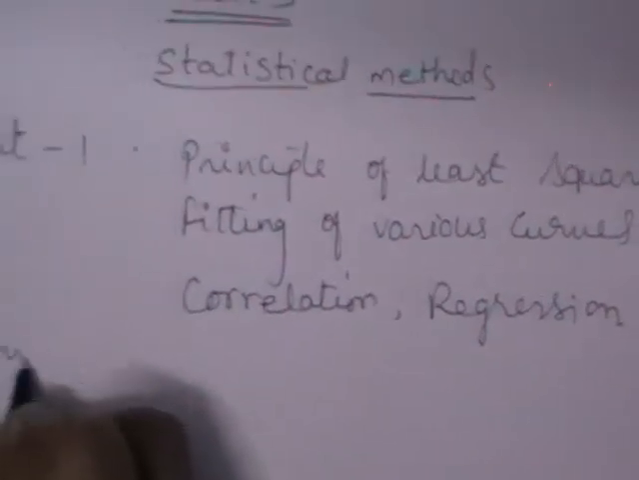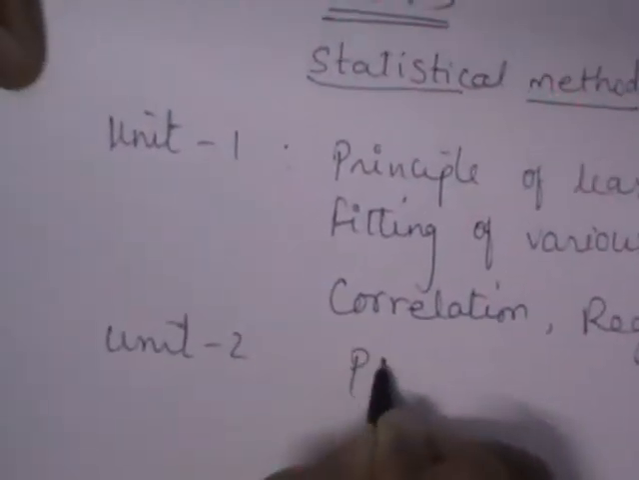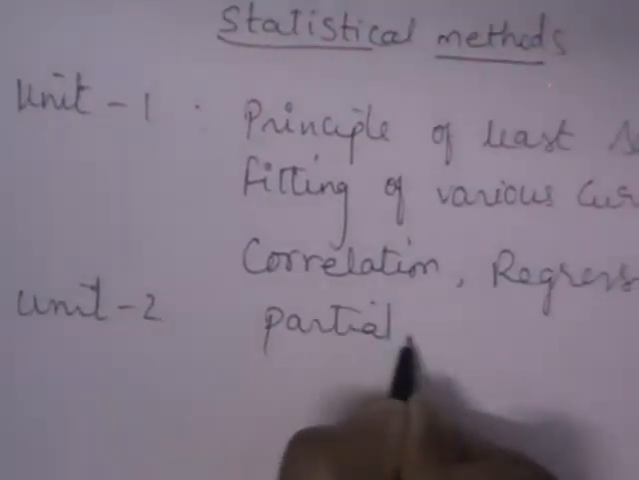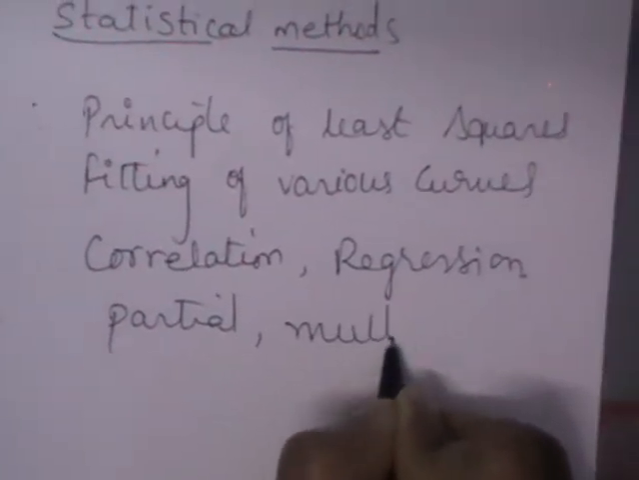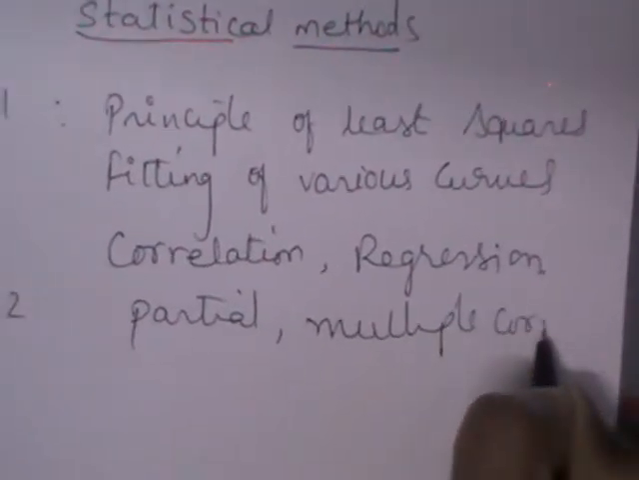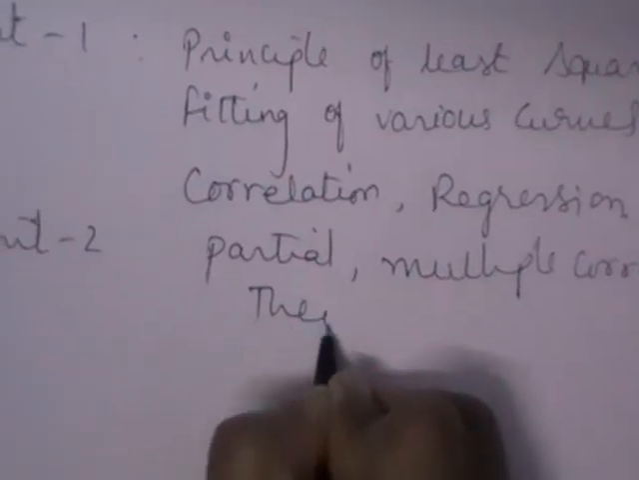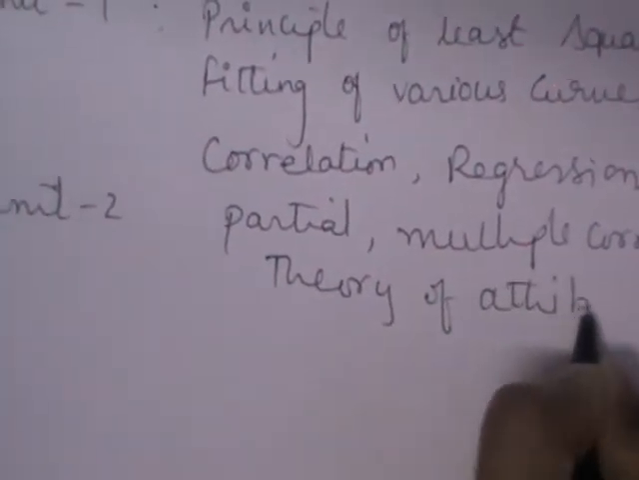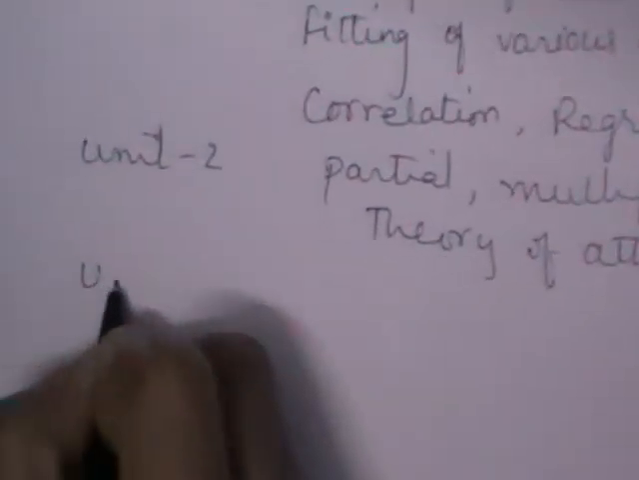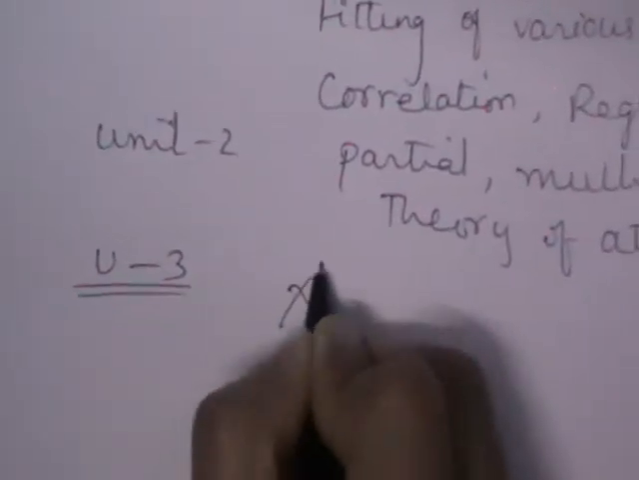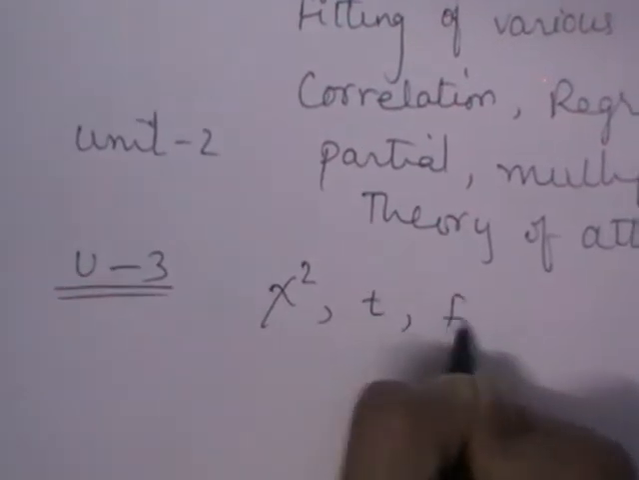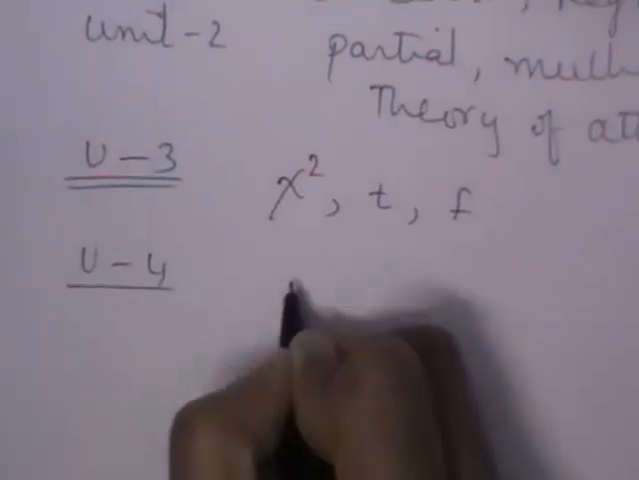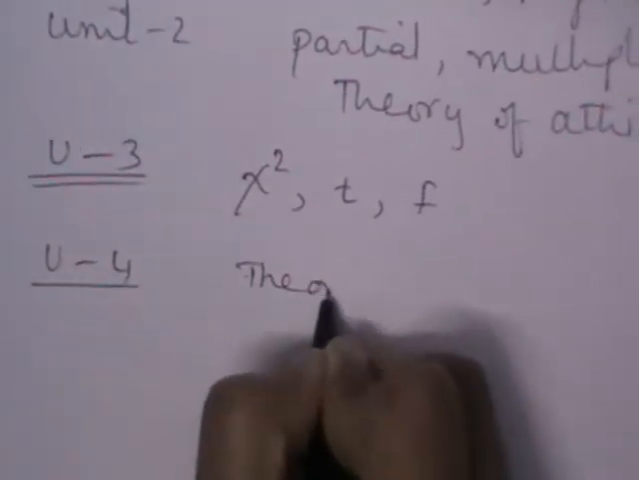In unit 2, partial and multiple correlation, theory of attributes. Unit 3 consists of 3 distributions called chi-square, T, F. In unit 4, we are going to deal with theory of estimation.